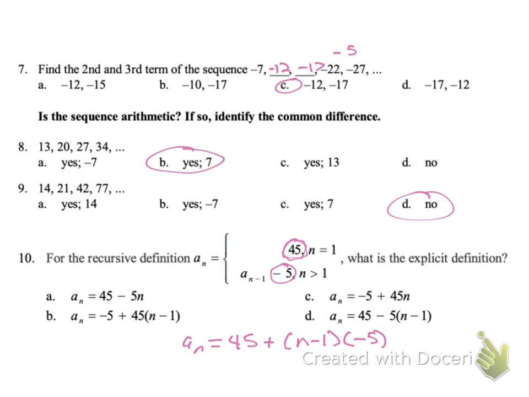Which actually they have it set up like this, D, because they have that -5 first. They have it set up as 45 plus the -5 times n minus 1. Which that's why I don't like doing it like that. But again, on the test, it's not multiple choice, so you can do it the first way I put it.